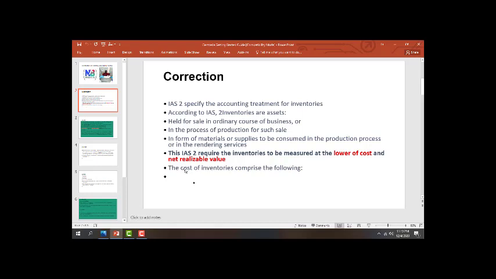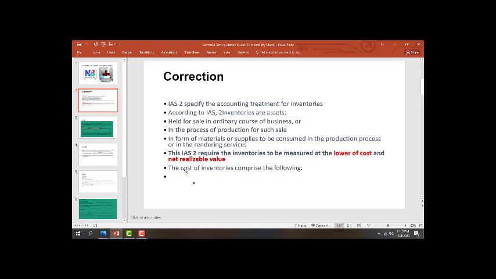There is an exception to this International Accounting Standard 2. IAS 2 is not applied to inventory of work in progress arising under construction contracts. It is also not applied to financial instruments and biological assets related to agricultural activities. IAS 2 requires inventory to be measured at the lower of cost and net realizable value.